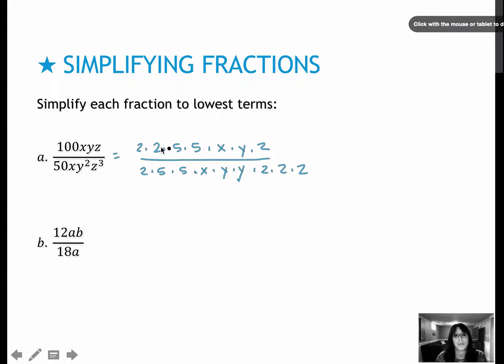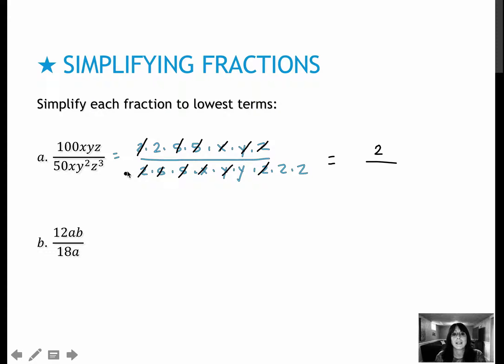And now I'm canceling any pairs, so a pair of 2's, a pair of 5's, and another pair of 5's, a pair of x's, one pair of y's, and one pair of z's, and then I just write whatever's left over. So my numerator is 2, my denominator is y and 2 z's, which of course we would write as z squared.